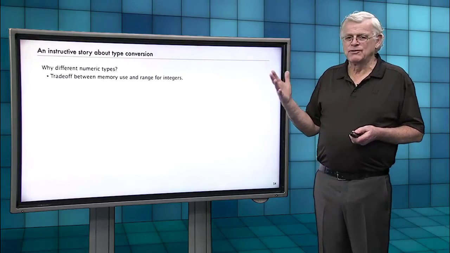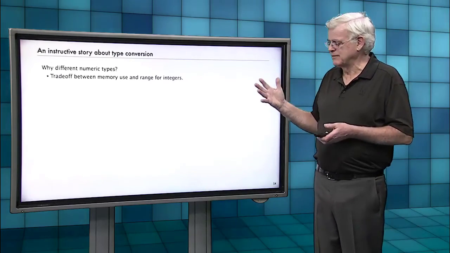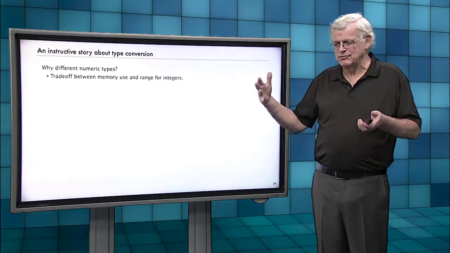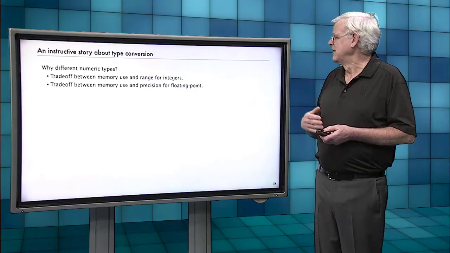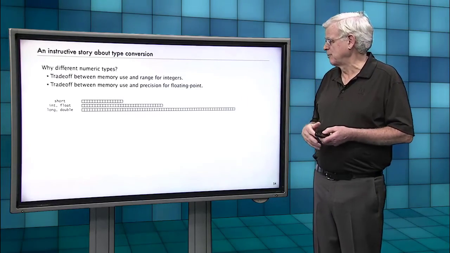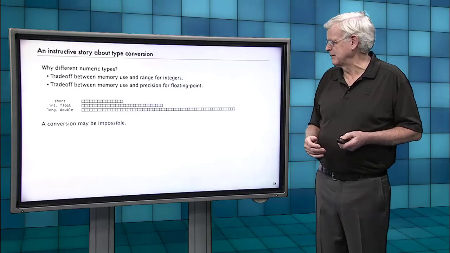Again, why do we have different numeric types? It's because if we want to have a big range, we're going to have to use more memory for integers. And if we want more precision, we're going to have to use more bits for floating point, and that's why we have these different types.